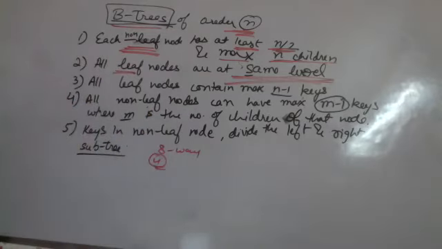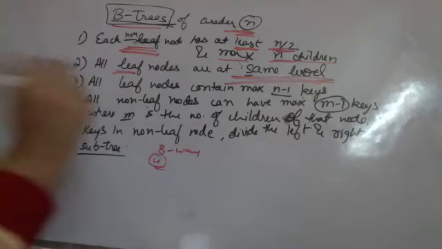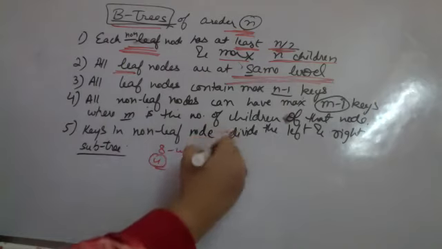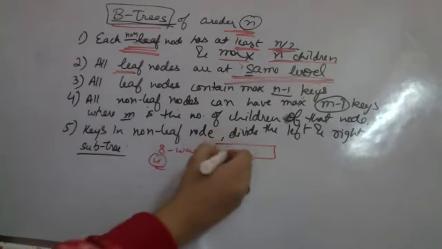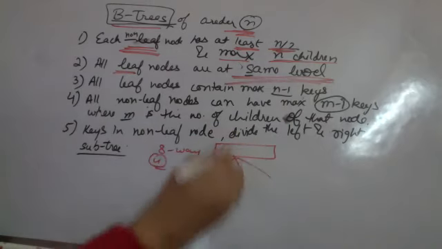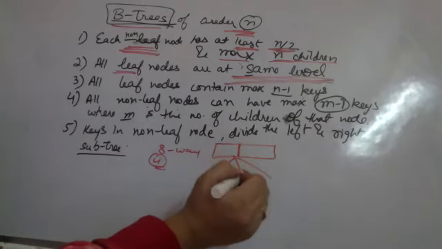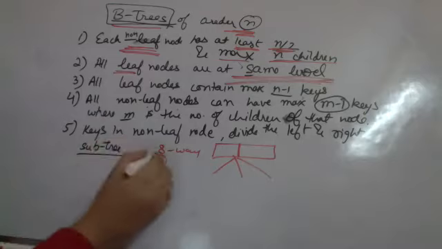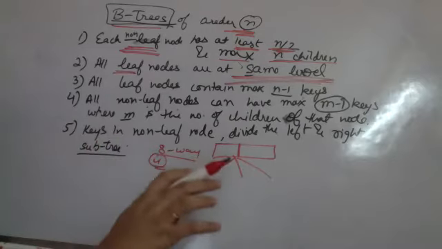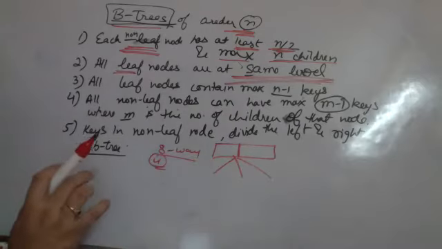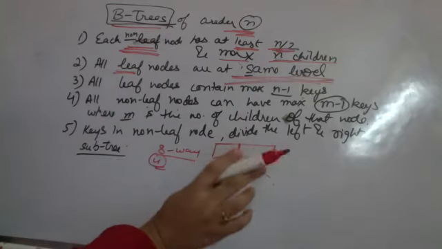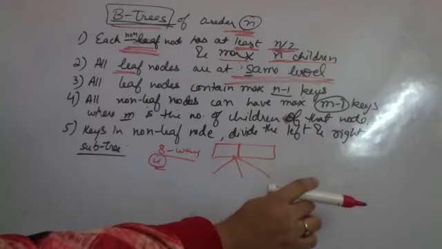Then all the non-leaf nodes can have m minus 1 keys. अब इसका क्या मतलब है? If I am having a non-leaf node, it is having some children. If it is having only 2 keys, then it can have only 3 children. If it is an 8-way tree, then 8 children are possible and 7 keys are possible. But if it is having only 3 children, then only 2 keys are possible. It cannot have a third key.